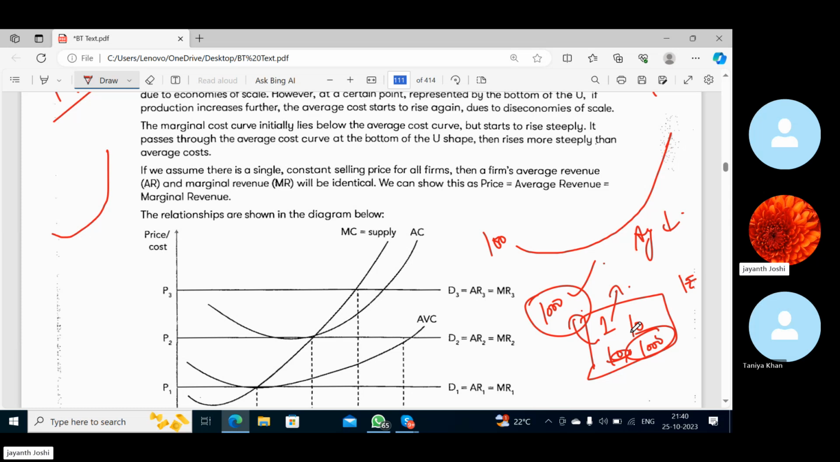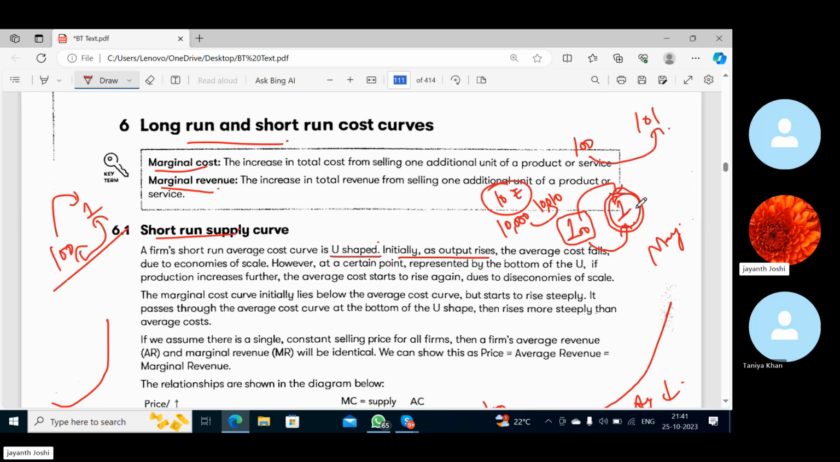If you send 1,000 units through the transporter, you are incurring just 1 rupee. Would you like to send in that way or not? I'm asking a question. Yes, sir. Yeah, because if you transport in bulk, the cost will be less. So if you manufacture in bulk, your average cost will fall due to economies of scale. Economies of scale is nothing but using the best resources to reduce the cost.